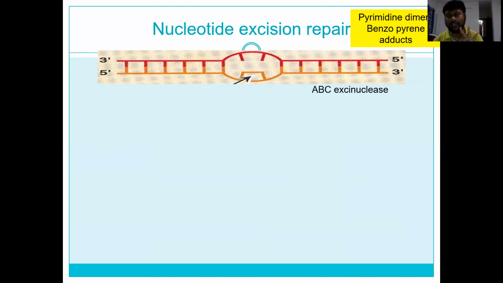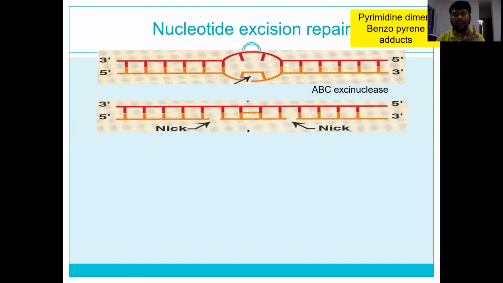Out of these 3, UVRA is the one which identifies the pyrimidine dimer and helps the protein complex to bind to the DNA at the point of error. After binding, the other 2 proteins, UVRB and UVRC, will make 2 nicks, one on either side of the pyrimidine dimer. You can see one nick on the 5' end and one nick on the 3' end of the error. Usually UVRB will make a nick 5 nucleotides away from the error in the 3' direction, whereas UVRC will make a nick 8 nucleotides away from the error in the 5' direction. Like this, 2 nicks will be made.